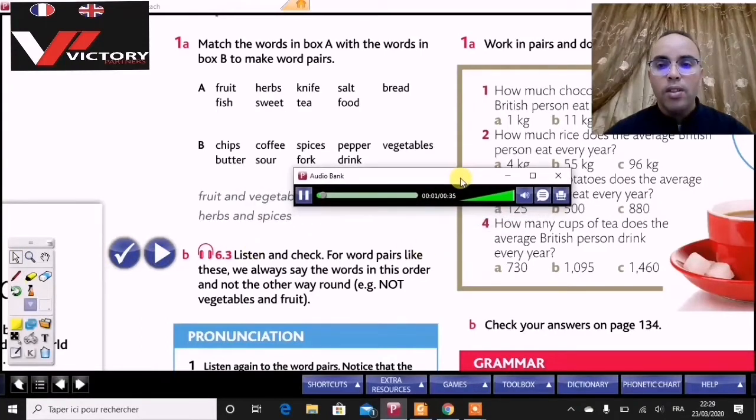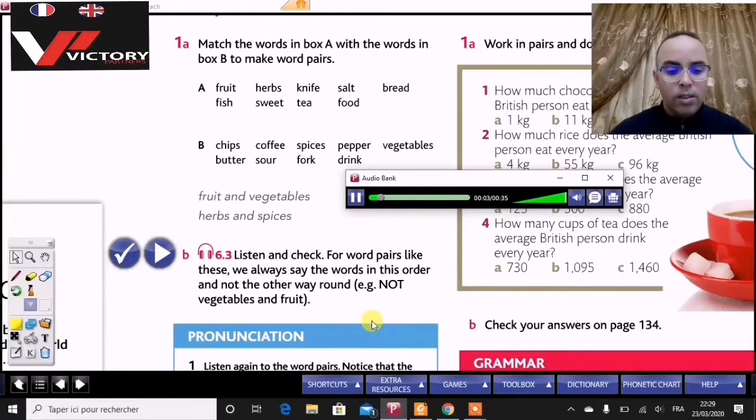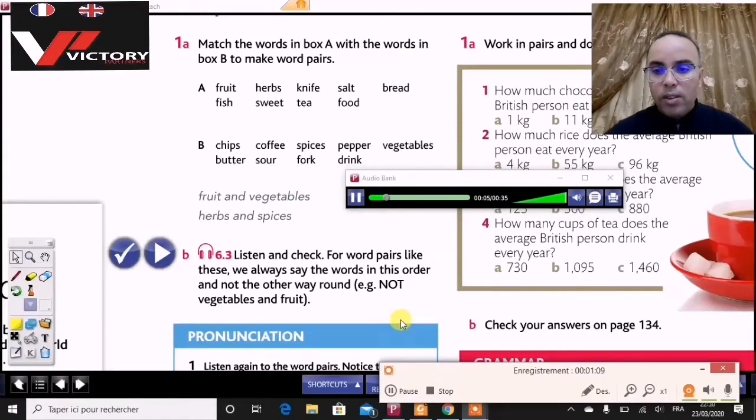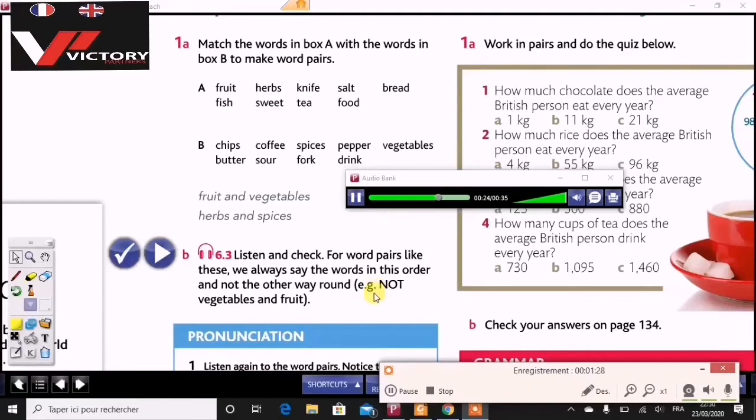Unit 6, recording 3. Fruit and vegetables. Herbs and spices. Knife and fork. Salt and pepper. Bread and butter. Fish and chips. Sweet and sour. Tea and coffee. Food and drink.